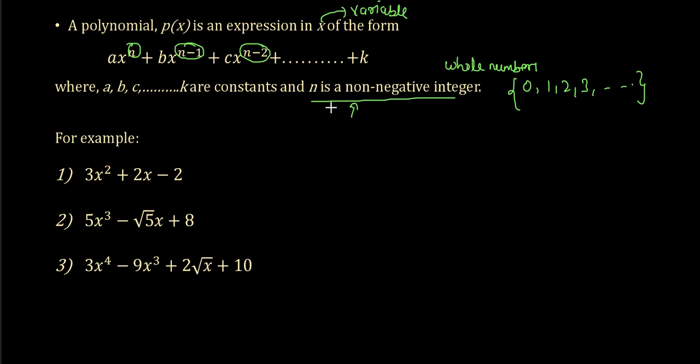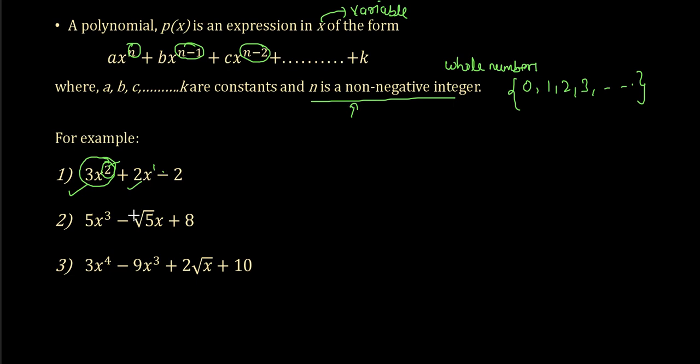So let us take some examples. Example number 1 says 3x^2 + 2x - 2. If you look at the first term, the variable is x obviously, and the power of the variable is 2, which is a whole number, a non-negative integer. So this term satisfies the condition. Second is 2x. Again, the power of x here is 1, which is a non-negative integer. This term also satisfies. What about this minus 2?